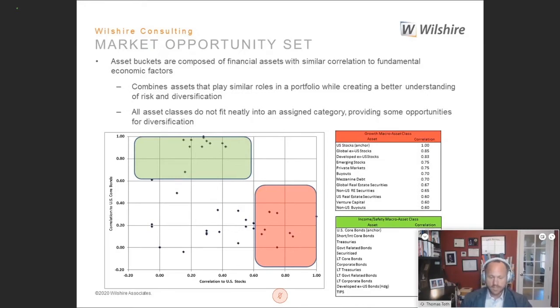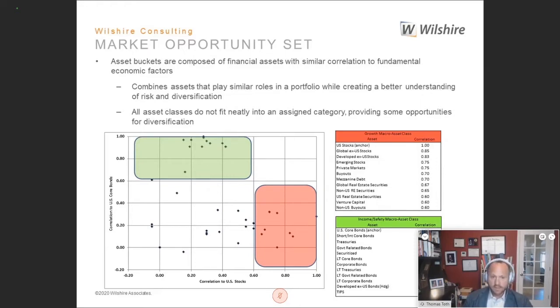On the bottom right-hand side are those asset classes that tend to act similarly to growth classes, such as U.S. equity, and that includes private equity, non-U.S. equity, real estate securities, and other private assets like venture capital. So we want to be cognizant of that as we look to think about which asset classes should be included in the optimization.